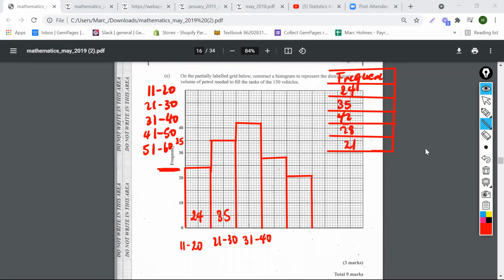This would be the graph, guys. 24, 35, 42, 28, and 21. And this would be the histogram. This is all they're asking you for. It's kind of simple.